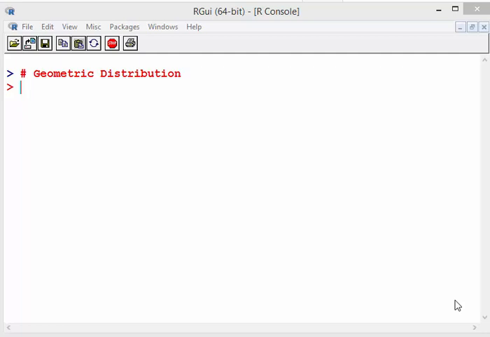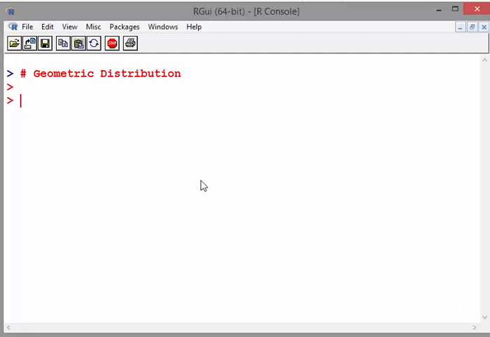Okay, in this presentation we're going to look at the geometric distribution and how we would work with it in R. Now there's one key thing I want to get across, and it is how this distribution is specified. Let's say for argument's sake that the probability of success is 0.25.